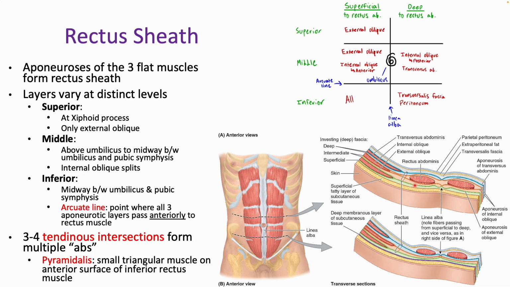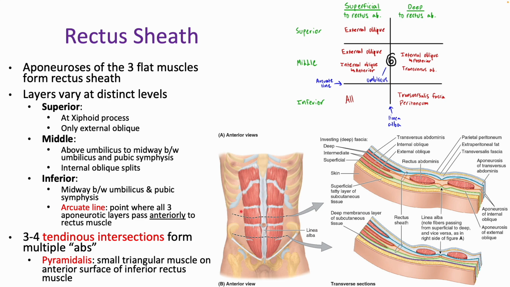Deep to that, however, we're still going to have transversalis fascia, and we'll look at the clinical importance of that in a little bit, and our peritoneum. But all of the muscle, aponeurotic fibers, stuff like that is going to run anterior to it. And this is located midway between the umbilicus and pubic symphysis, which we already defined as that border, and just inferior to that.